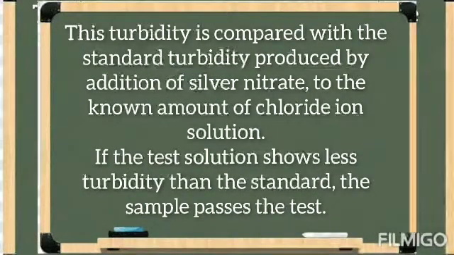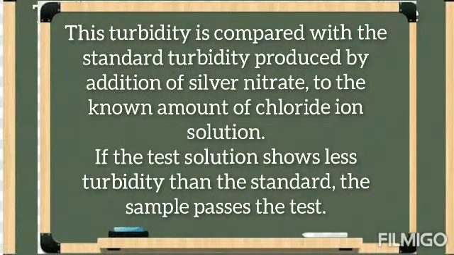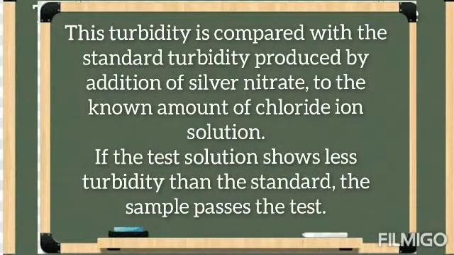This turbidity is compared with the standard turbidity produced by addition of silver nitrate to the known amount of chloride ion solution. If the test solution shows less turbidity than the standard, the sample passes the test.